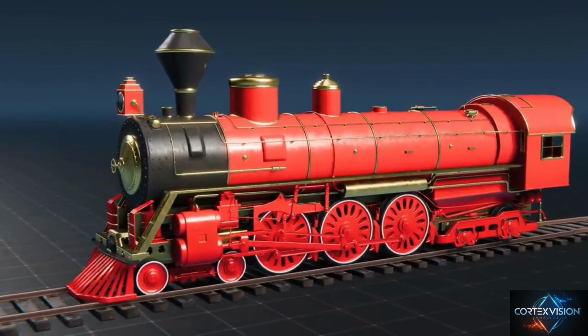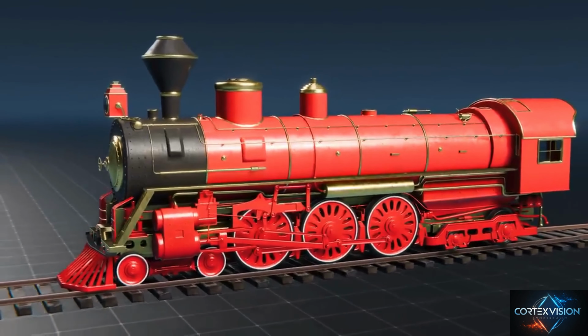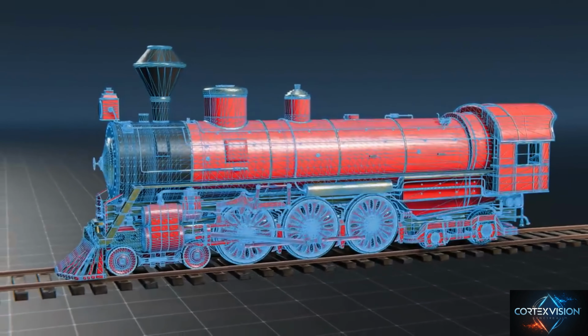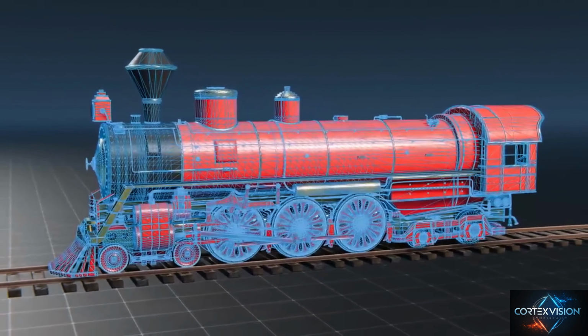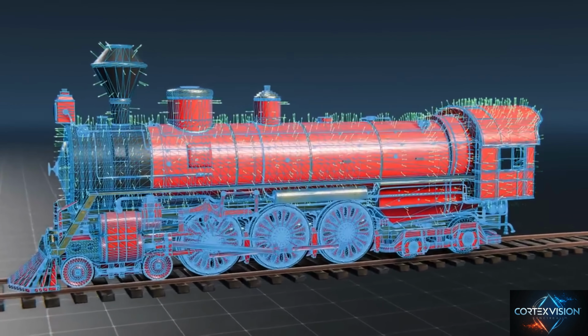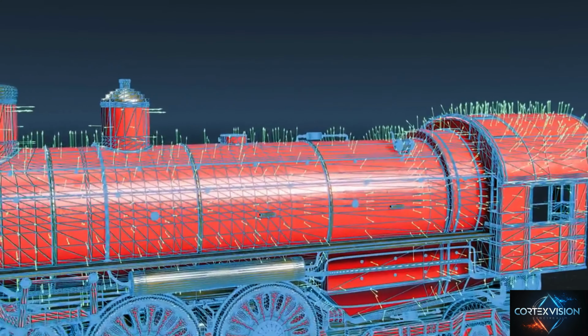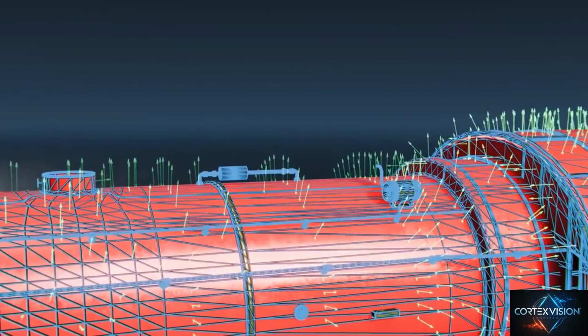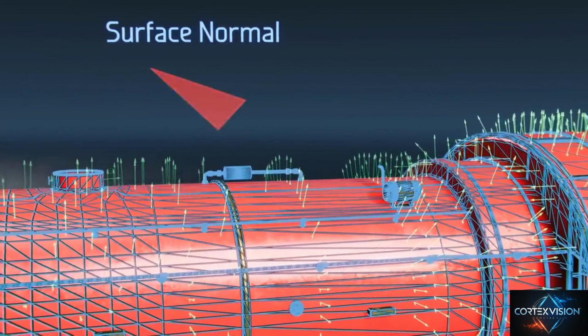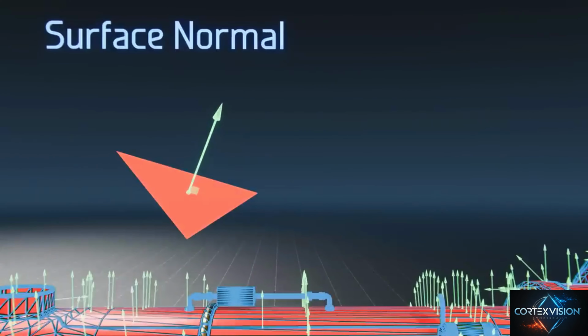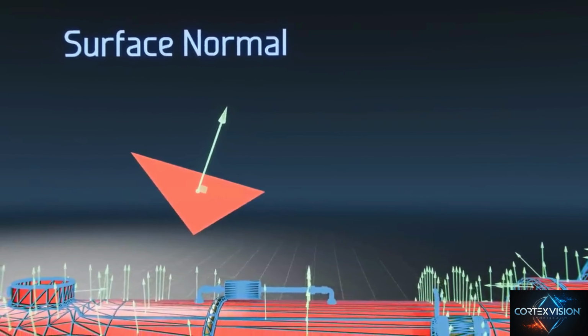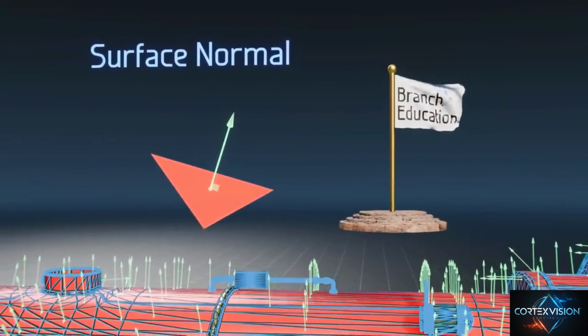As you already know, this train is made of 762,000 flat triangles, many of which face in different directions. The direction that an individual triangle is facing is called its surface normal, which is simply the direction perpendicular to the plane of the triangle, kind of like a flagpole sticking out of the ground.